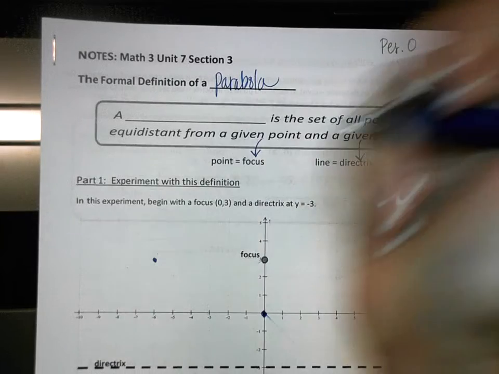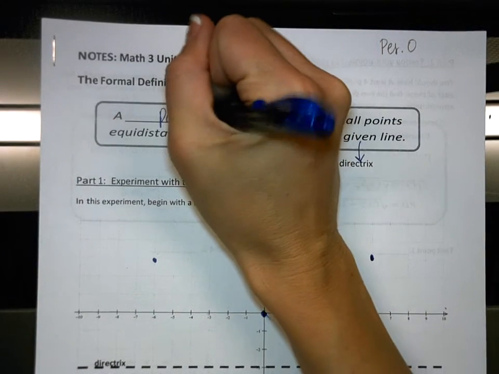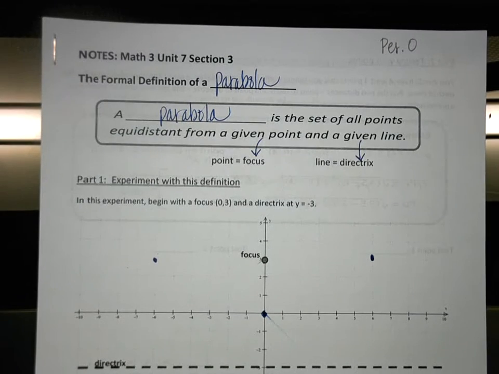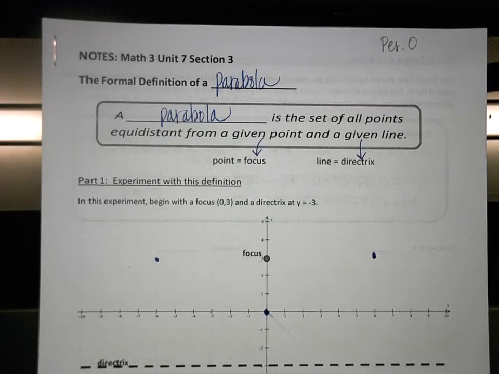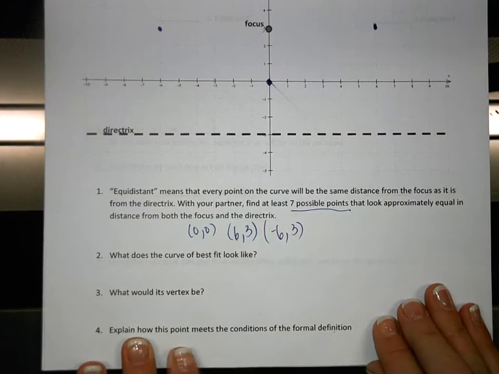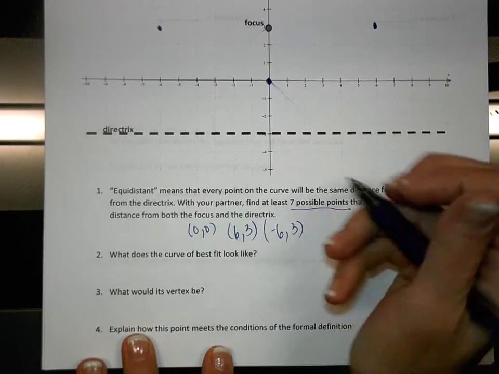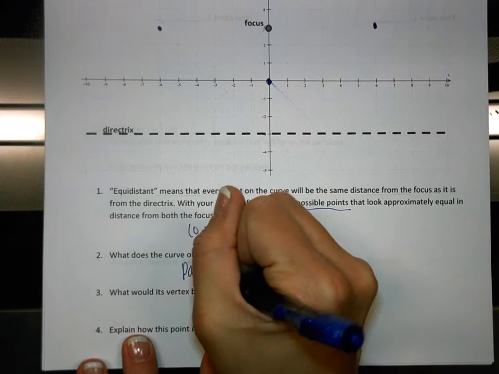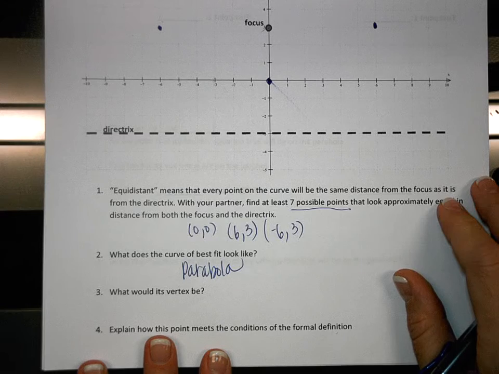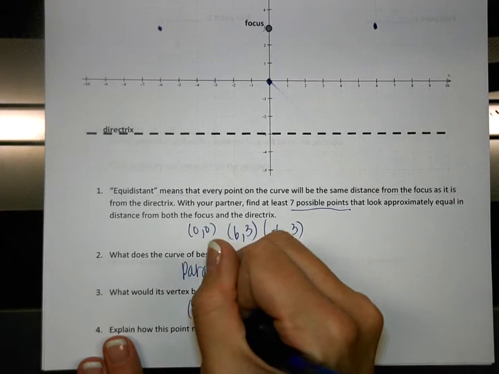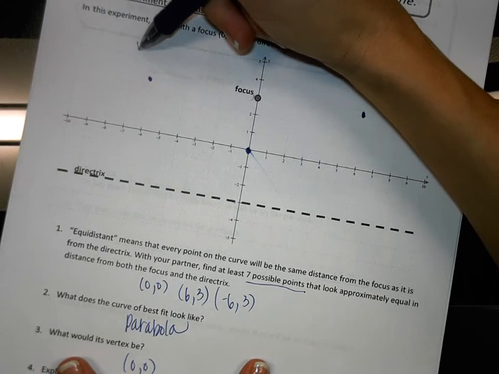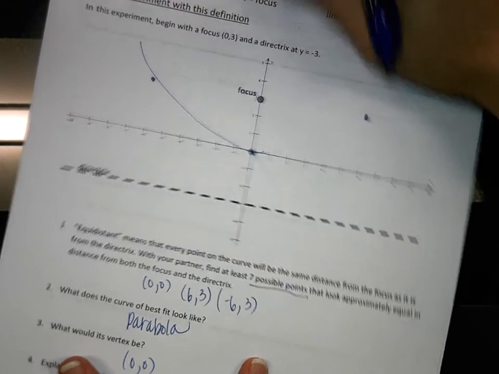Okay, so the formal definition of a parabola is a set of all points equidistant from a given point and a given line. If we write quadratic, is that okay? Sure. What does the curve of best fit look like? And so we're going to put parabola. What would be its vertex? (0, 0). (0, 0) is correct. And so if we were to draw this, okay, so it's like curving, right?